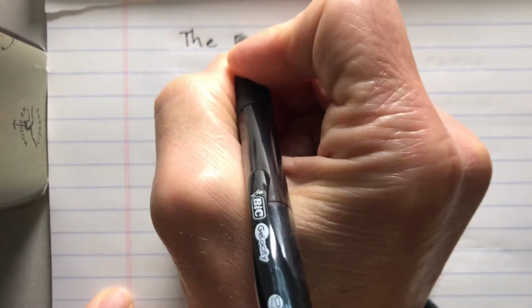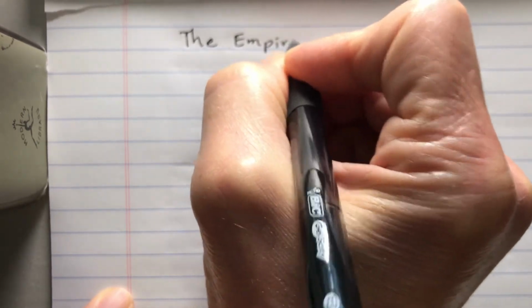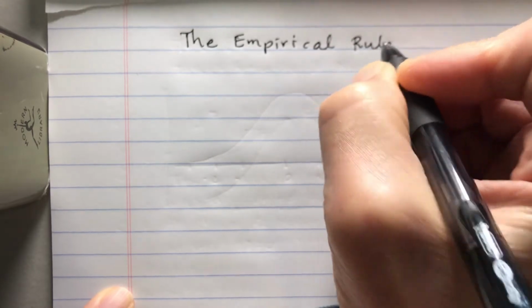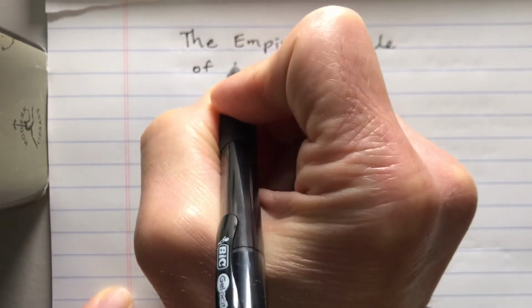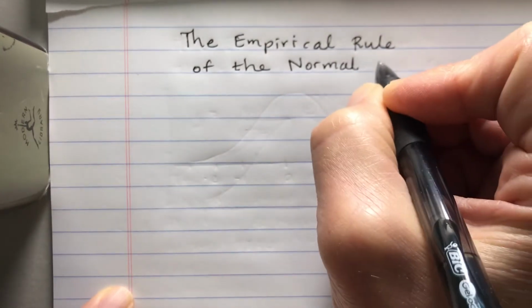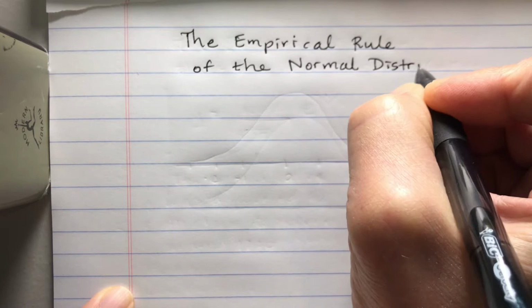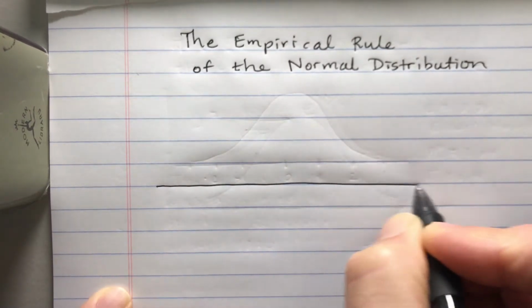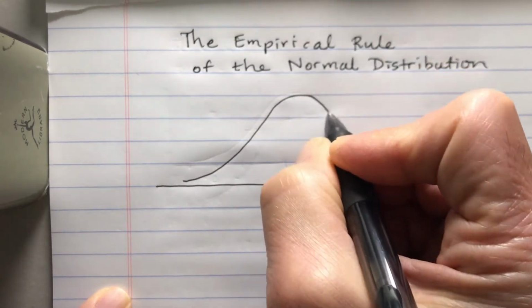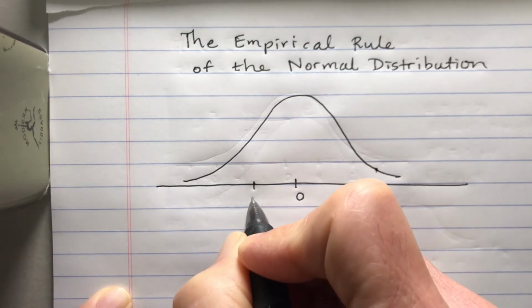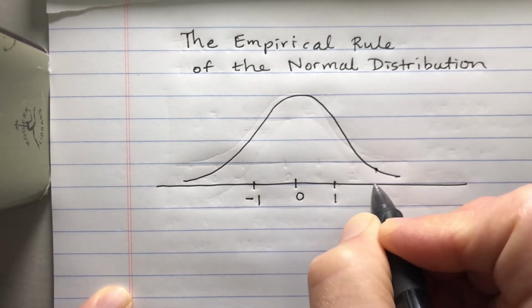Okay, now we're going to talk about the empirical rule of the normal curve, or the normal distribution. First of all, I'm going to try to draw this normal curve sort of symmetric if I can, as much as possible. Best would be to use a computer.